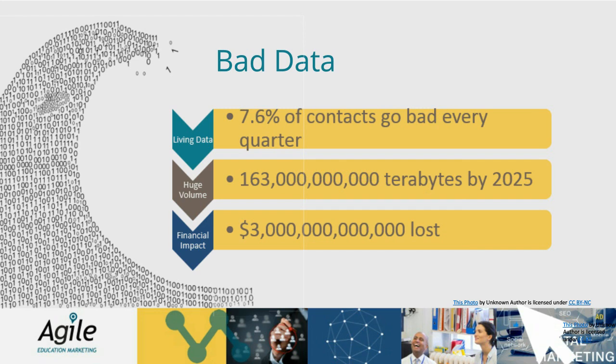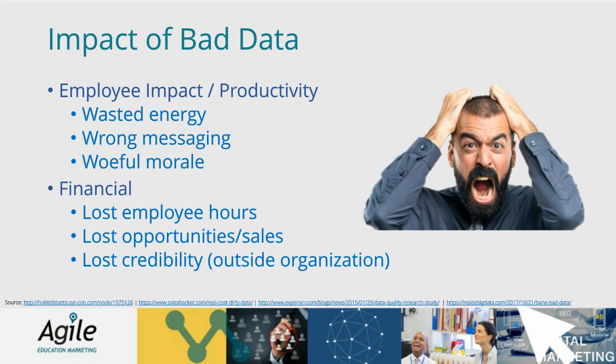So we've kind of looked at the big picture. Let's dig in on the micro level now. There's really two ways to look at how bad data affects your company. You have the employee impact, the productivity, and that's the emotional aspect where you waste your energy, you could craft the wrong message, miss the mark, and that affects morale.